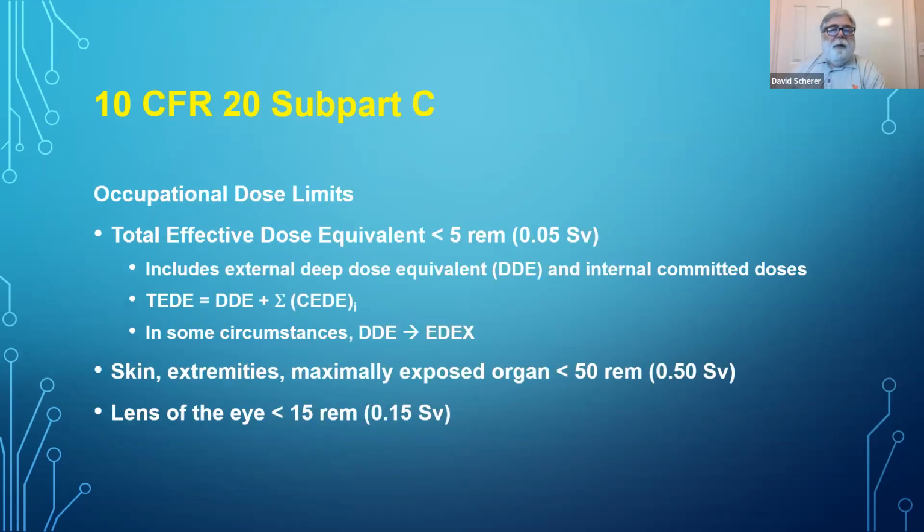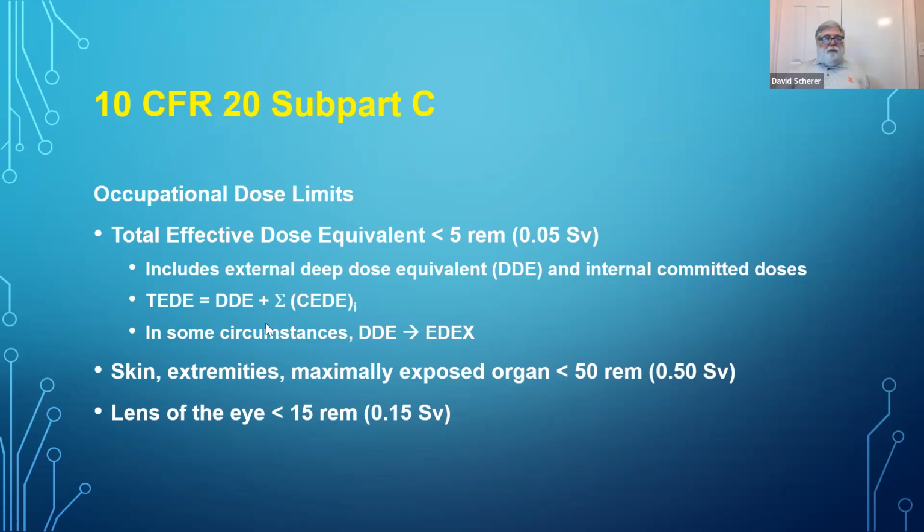Okay. Subpart C has to do with the dose limits. We've talked about these before. I'll just briefly remind you that the limit for the effective dose equivalent is 5 rem in a year. This includes both the external deep dose, DDE, and internal committed doses. We spent a lot of time talking about committed doses, committed dose equivalents. So the total effective dose equivalent is you add up the external exposure, where all the body parts are equally exposed, plus the individual components from internal exposure.